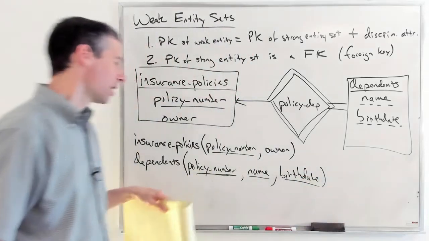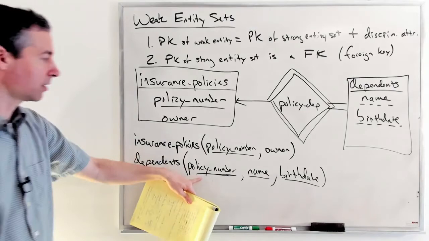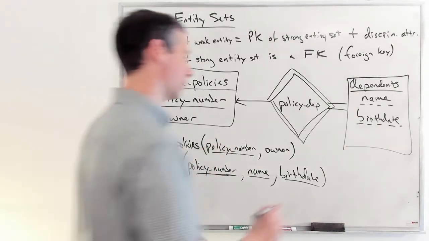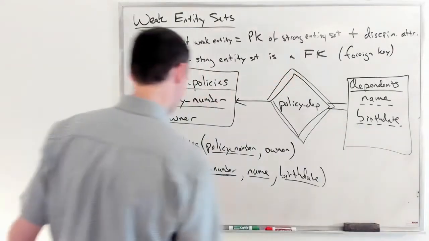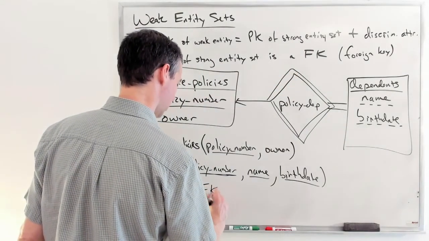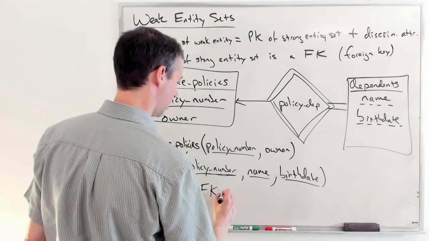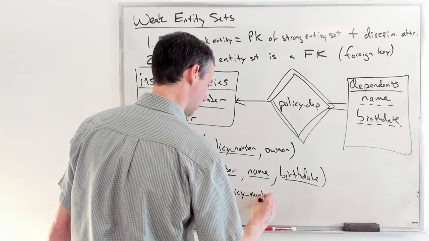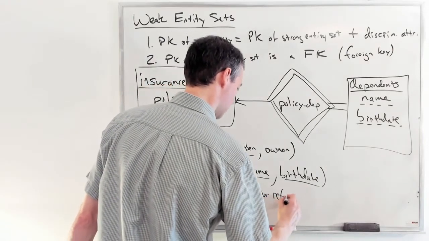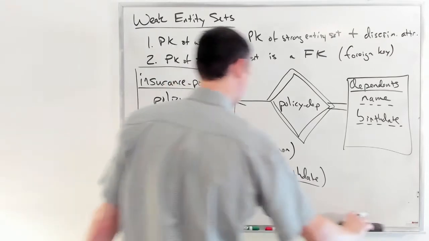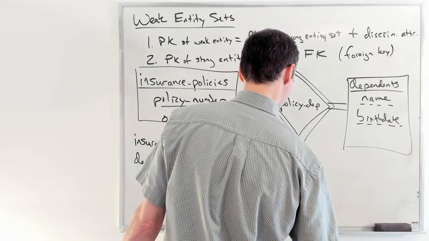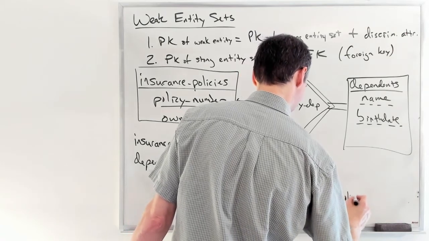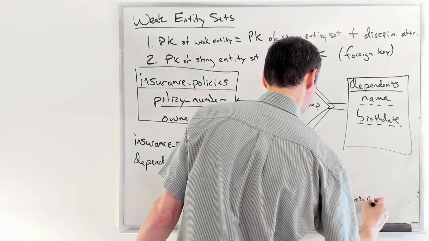Okay. Now, we noted that this comes from here, so this is a foreign key that references this one. So we want to make note of this somewhere nearby. We say we've got a foreign key, which is policy number, references or refers to insurance policies dot policy number.